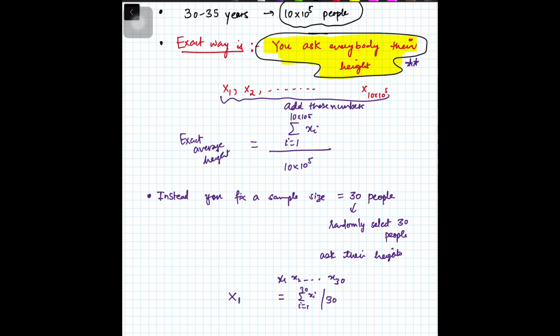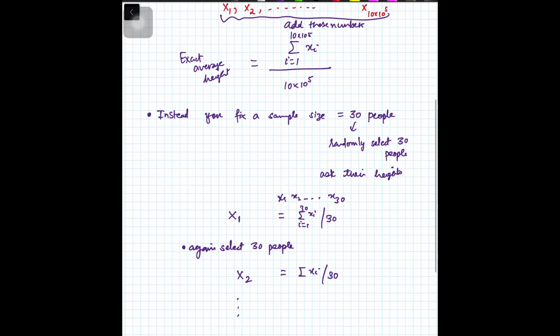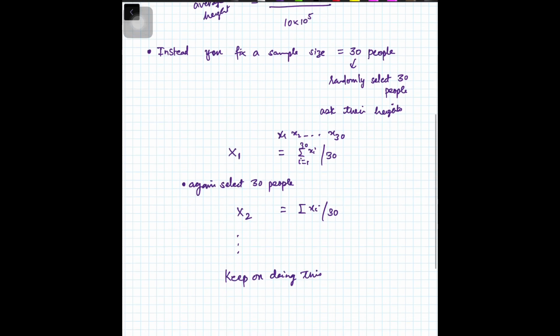And then you repeat this process. You again select 30 people and ask their heights. They are different 30 people, randomly selected. You have to select randomly. You'll get another number, x bar 2. You keep on doing this. This is easy to do, because you just have to ask 30 people at a time. Keep on doing this, and you'll get these numbers x bar 1, x bar 2, and so on. Maybe you do it 10,000 times. It's your choice. So you get these numbers.